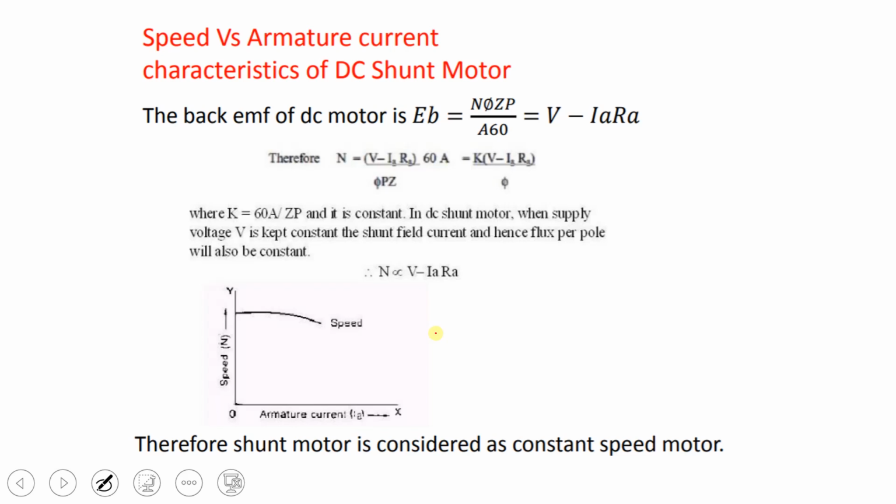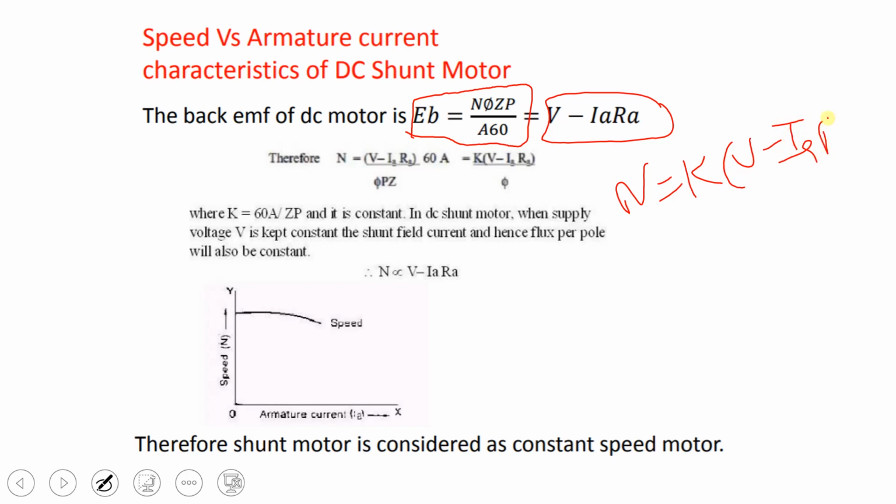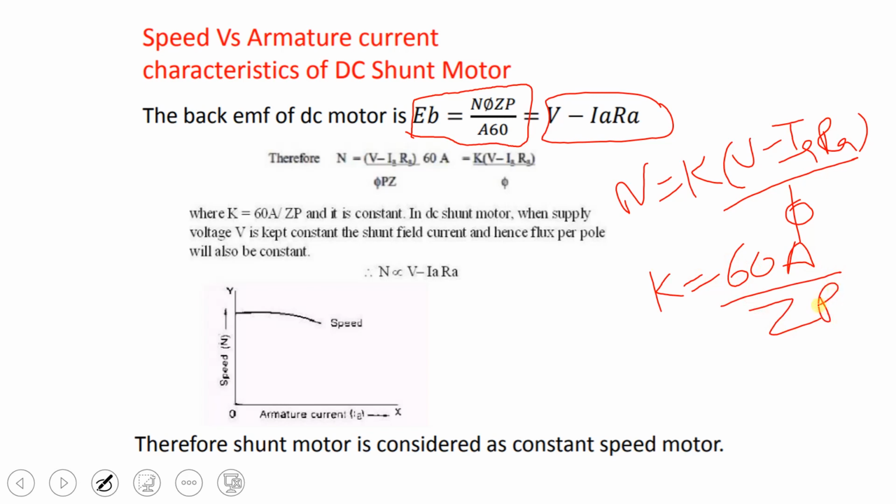First we write down the formula for back EMF. This is the formula for back EMF, which can be written like this. From here we find that N equals K(V minus Ia Ra) upon phi. Here K equals 60A upon ZP. So these are the constant values which are replaced with the constant K.